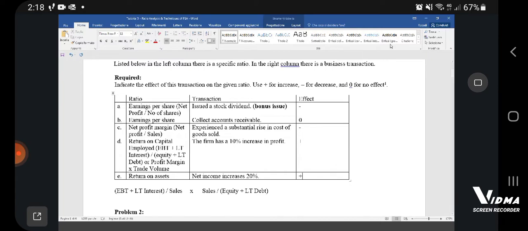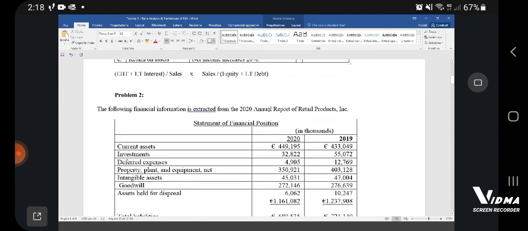Any question through the chat? We don't have any. Any comments or something unclear here? Obviously not. Okay. So let's see the problem 2.